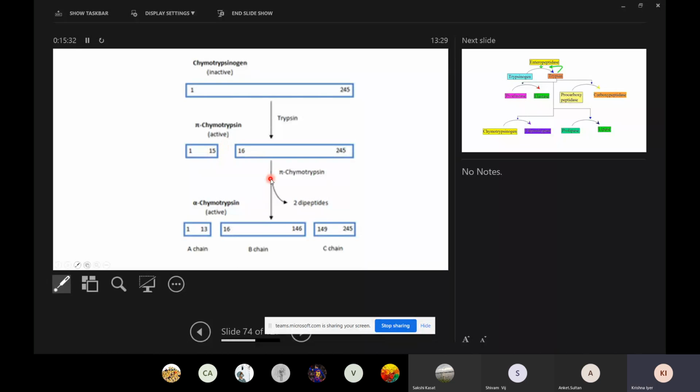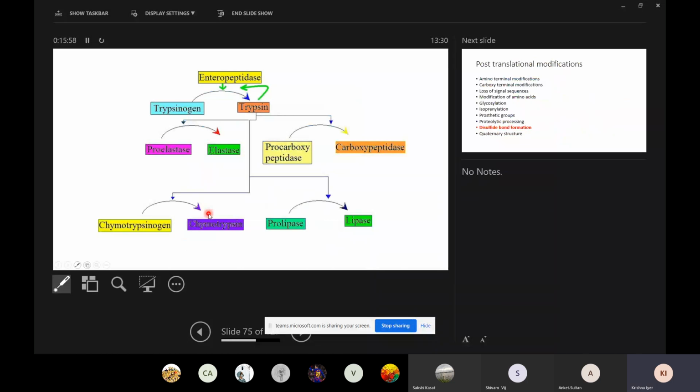This chymotrypsin is further broken down, where a part is removed, 149 to 249, and you end up getting 3 chains now: A chain, B chain, and C chain. The activity is then based on removing of bits. So this is inactive as chymotrypsinogen, but this is active. Now look at the other example.